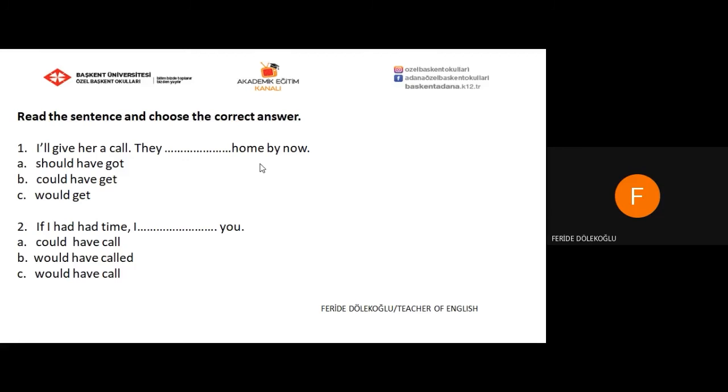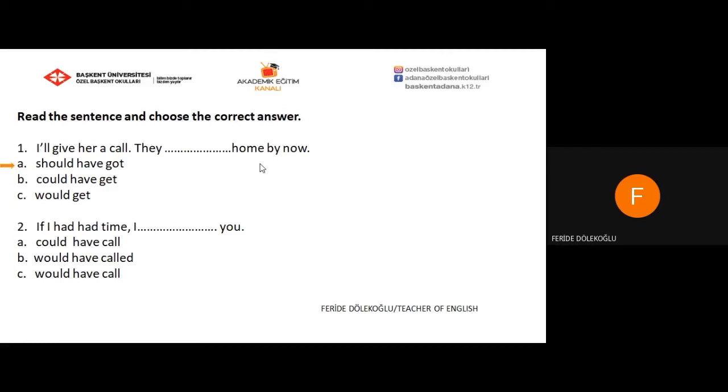Read the sentence and choose the correct answer. Number one, I'll give her a call. Think about the meaning also, and remember the structure. The correct option is A. They should have got home by now. Should have plus verb 3.